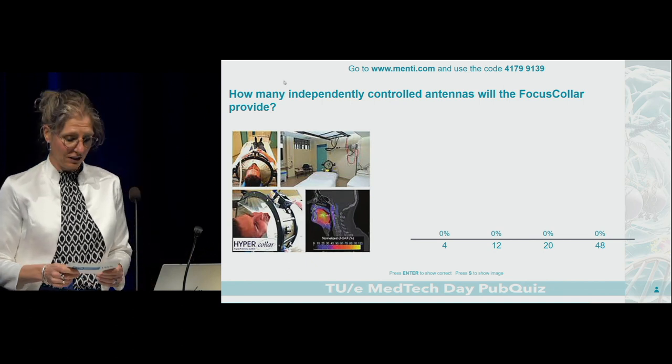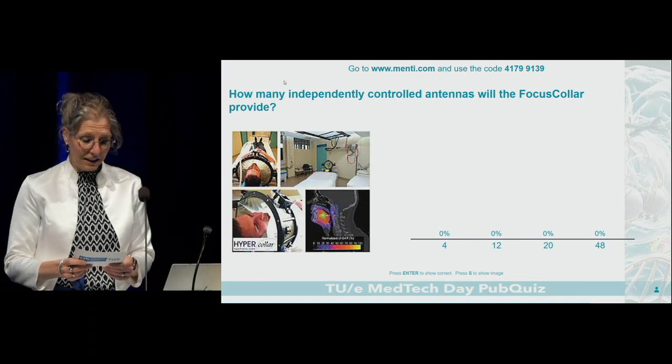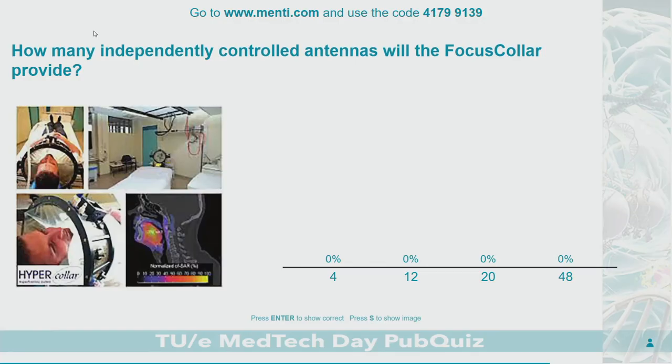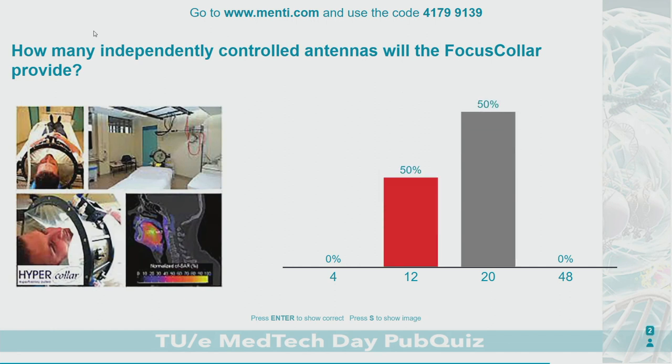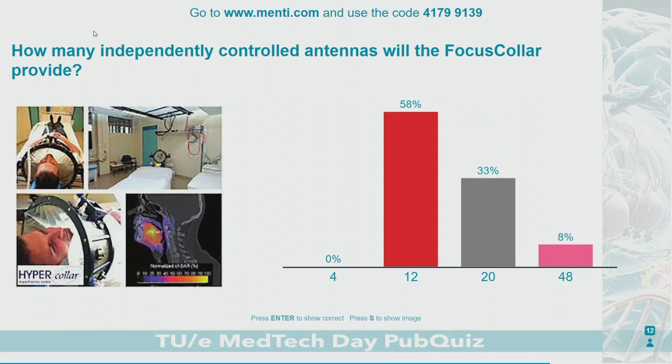Our second question: do you recognize the person in the machine? The company Sensius, our speaker from industry today, develops the Focus Color, a commercial solution based on Maarten's design of the Hypercolor 3D. How many independently controlled antennas will the Focus Color provide? Is it A, 4, B, 12, C, 20, or D, 48 antennas?